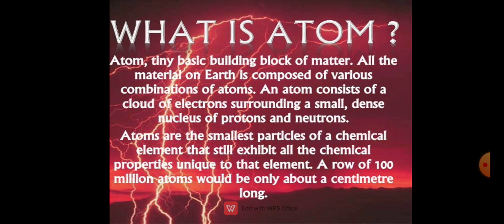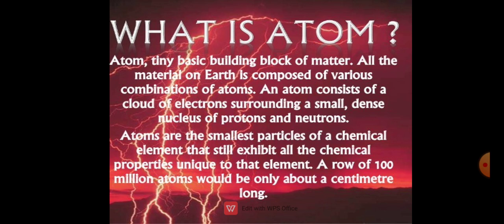Then, atoms are the smallest particles of a chemical element that still exhibit all the chemical properties unique to that element. Means that we know that when the same types of atoms combine together they form the element, and when different types of elements combine together they form compounds and different products. Take the example of gold. In gold, the same types of gold atoms combine together to form the gold element. So in that gold element, all the atoms have the same physical and chemical properties.